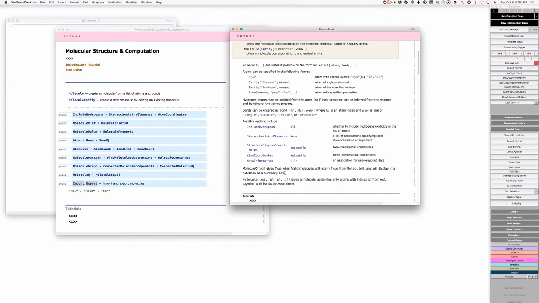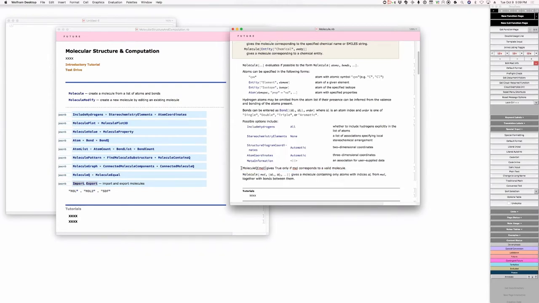I think it's important because, like, if you have something with head Molecule, right, okay, and you want to test, it is a sensible one. Well, it gives true only if mol corresponds to a valid molecule. So that last form there, Molecule of mol, you're not giving that in the thing at the top, which is also wrong, I think.